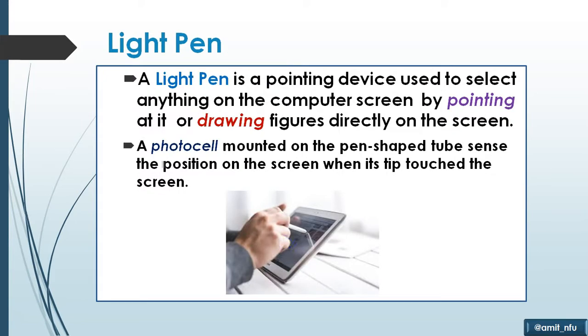Right? So the next one is the light pen. A light pen is again a pointing device like a mouse, but used to select anything on the computer screen by pointing at it or drawing figures directly on the screen. It's like a touch screen thing. So a photocell is mounted on the pen tip of this device, which sends the position on the screen when its tip touches the screen itself.